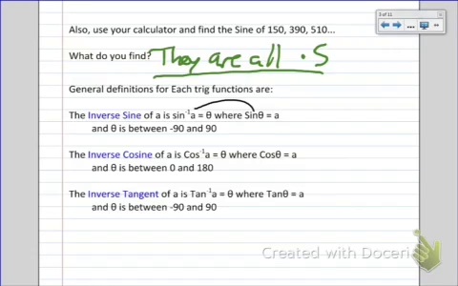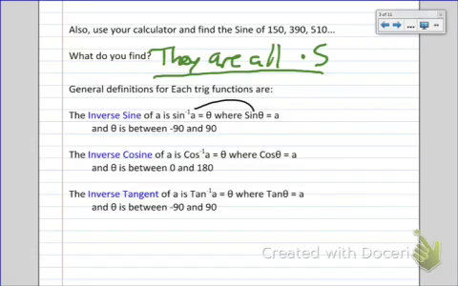So the inverse sine of A is sine to the -1 of A equals theta, where sine of theta equals A. So the inverse sine of A, which could be like 1/2, 0.25, whatever, is theta. To find theta, we use the inverse sine. And you'll notice theta will be between -90 and 90. The inverse cosine is the cosine to the -1, which we say is inverse cosine of A, which is theta, where cosine theta equals A.